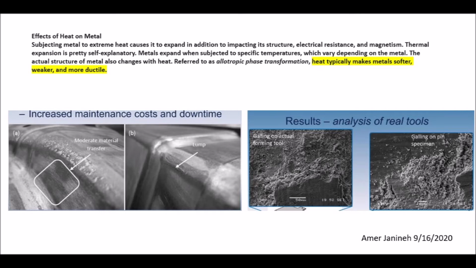Thermal expansion is pretty self-explanatory. Metals expand when subjected to specific temperatures, which vary depending on the metal. The actual structure of metal also changes with heat. Referred to as allotropic phase transformation, heat typically makes metals softer, weaker, and more ductile.